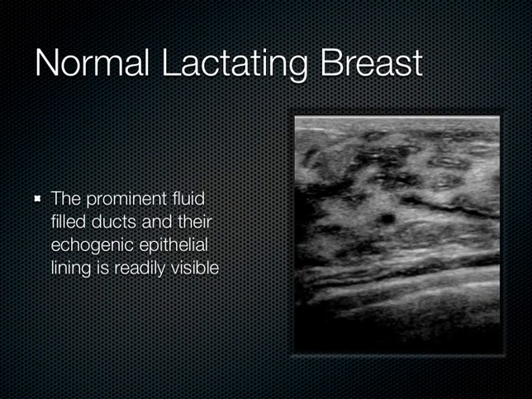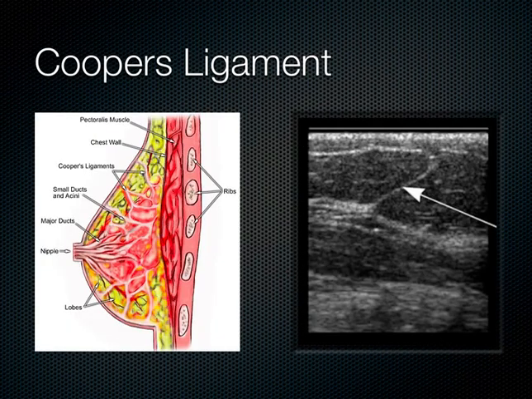Now, in the normal lactating breast, what happens is these fluid-filled ducts start to really become a lot more prominent because it's all filled with milk. And in some of these, you can see that epithelial layer be very, very prominent within the actual ducts. And we can see those quite prominently throughout this lactating breast.